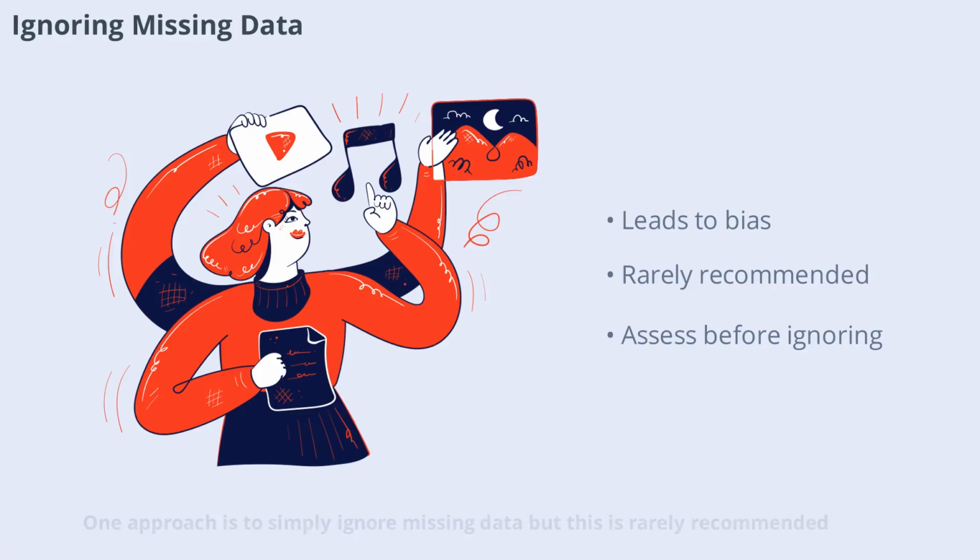One approach is to simply ignore missing data, but this is rarely recommended. Ignoring gaps can lead to biased results, especially if the missingness is not random. It's important to assess the extent and pattern of missing data before deciding to proceed without addressing it. In most cases, you'll want to use more sophisticated methods to ensure your analysis remains valid.